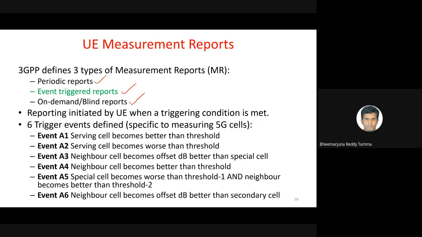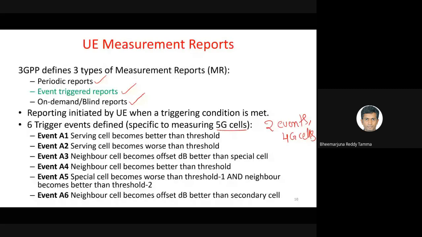Let's look at the event-triggered reports. There are 6 such trigger events that are defined in the case of 5G NR, which are specific to the 5G cells. And there are 2 more events which are defined where the user equipment will monitor 4G cells. I'm not showing those here, but they are similar to what we are discussing. Let's look at what is event A1. Whenever this particular event is triggered, it is basically telling that the serving cell is becoming better than the threshold.